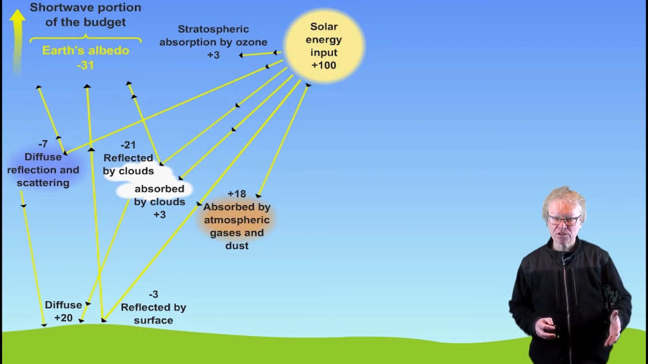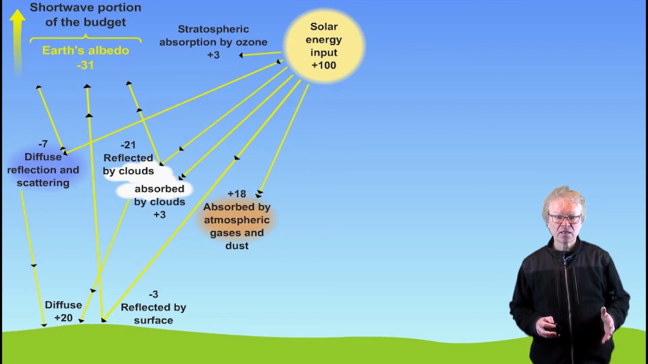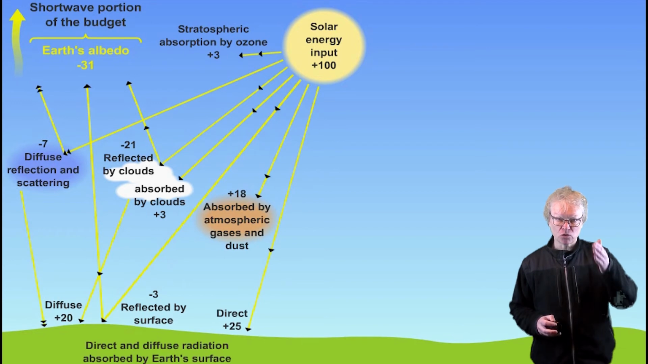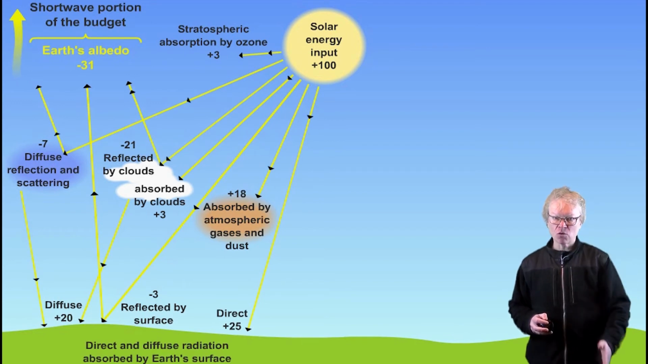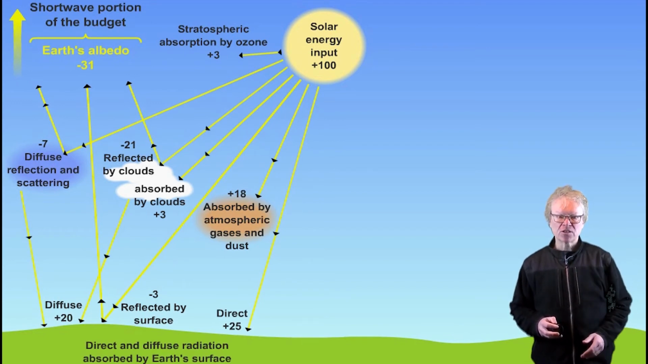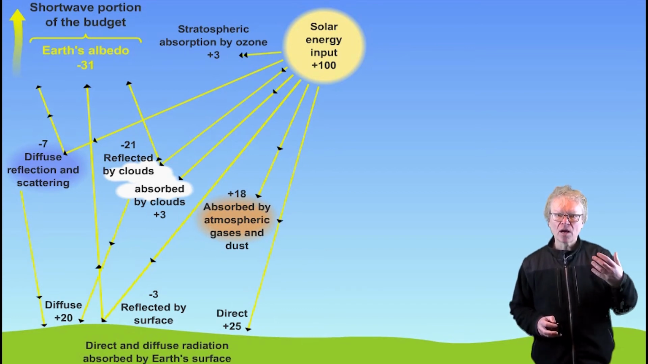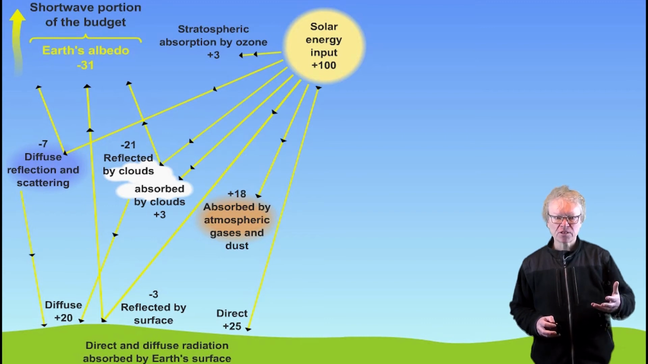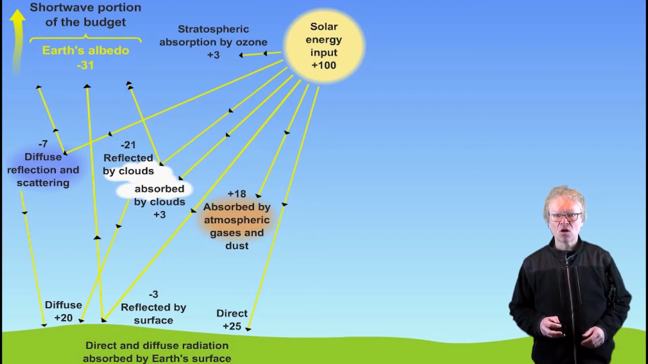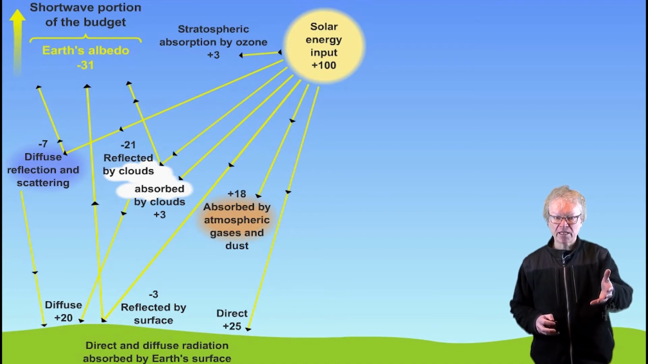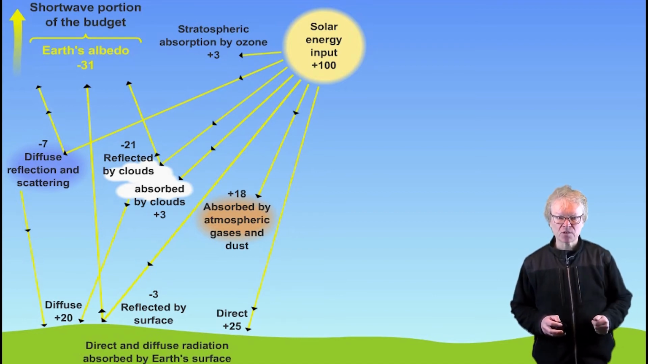So we can say 20 units reaches the Earth's surface via that scattering or reflecting effect, and then 25% will actually reach the Earth's surface directly. The shortwave radiation passes through all of those barriers and actually reaches the Earth's surface. So then we can say that by direct and diffuse processes, 45 units of energy reaches the Earth's surface. There's still other sources of energy that are being absorbed by the atmosphere and by clouds. So keep an eye on that too.